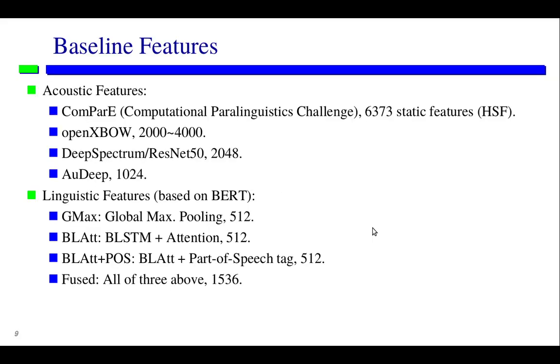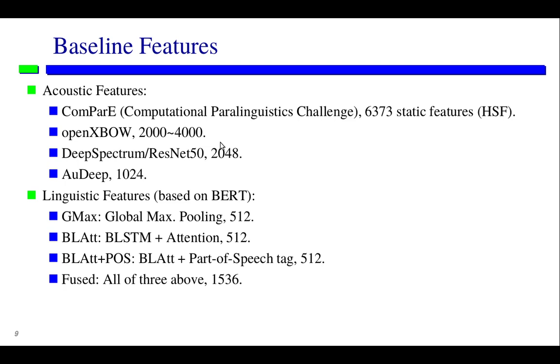And for the baseline features, they provide five. The first is acoustic. For the acoustic features, first is ComParE from the challenge itself. It consists of 6,373 static features, and then openXBOW using bag of audio words with different codebooks, and they use deltas also. Actually, they use 100 codebooks until 2000 codebooks. So the result is from 200, I think, until 4000.